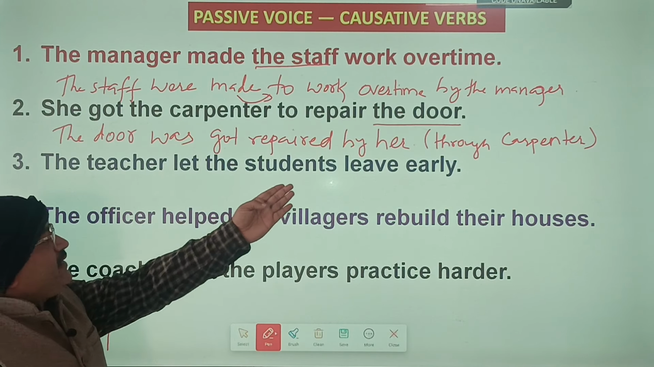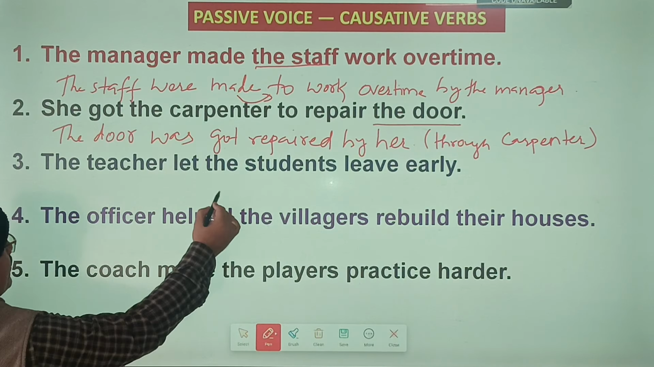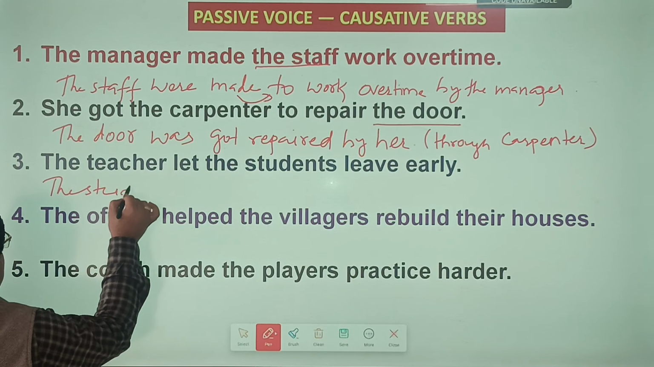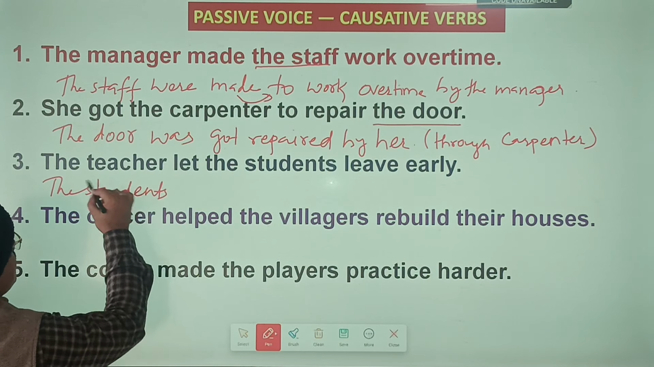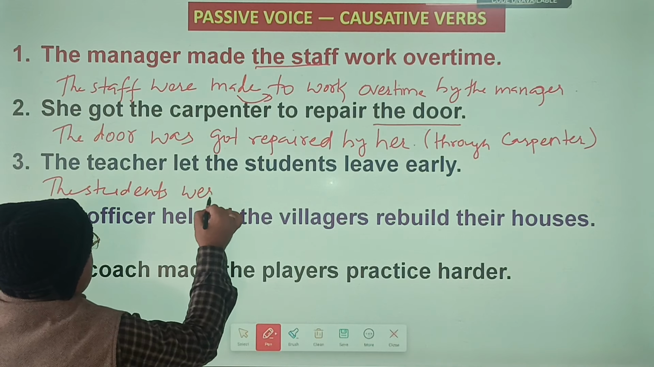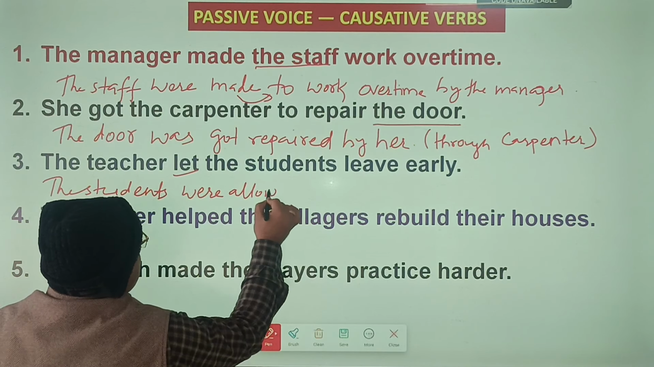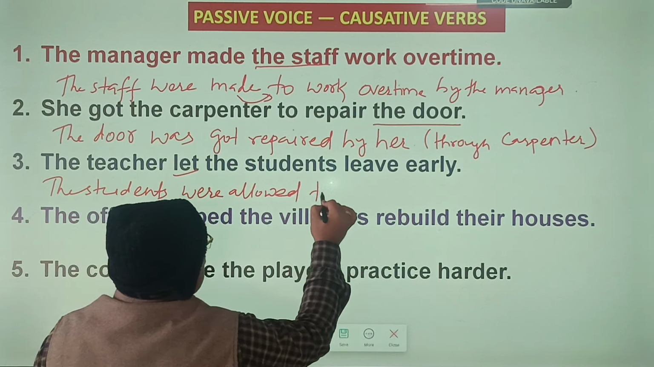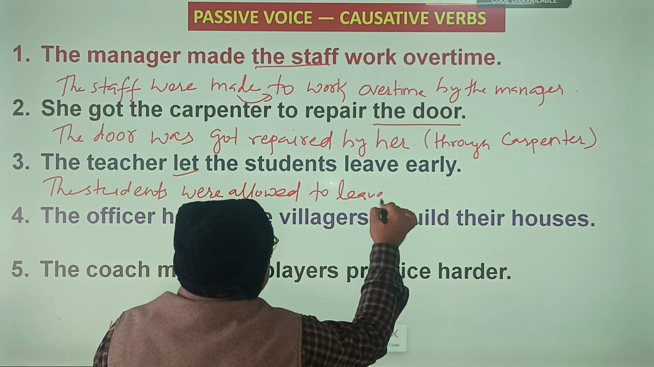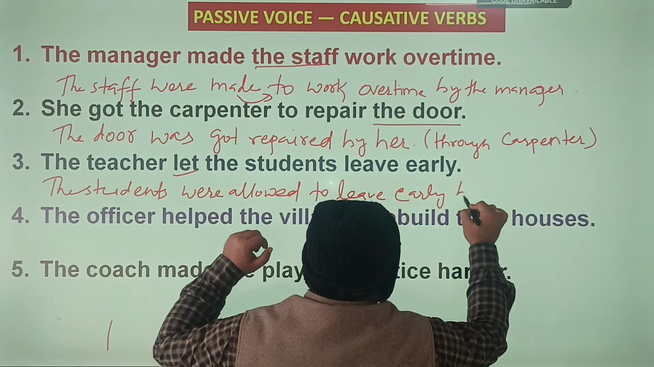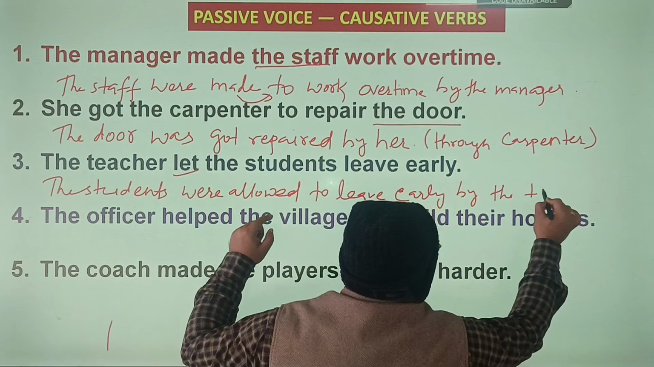The teacher let the students leave early. What is the object? The students. The students, past tense, were. Let means allowed, so: the students were allowed to leave early by the teacher.